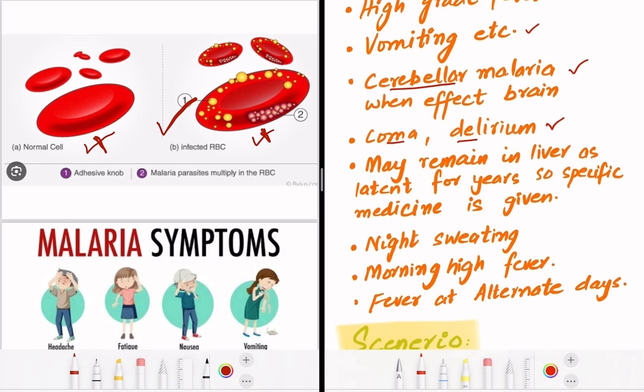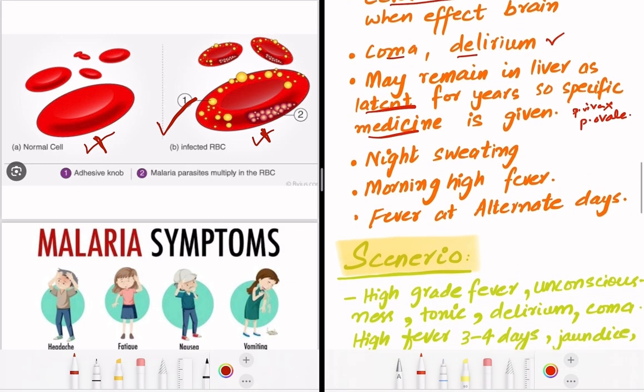Now, some species may remain in the liver as latent for years, so specific medicine is given. The species that remain in the liver are Plasmodium vivax and Plasmodium ovale. One of the features is excessive night sweating. The fever will be very high in the morning and fever occurs on alternate days.